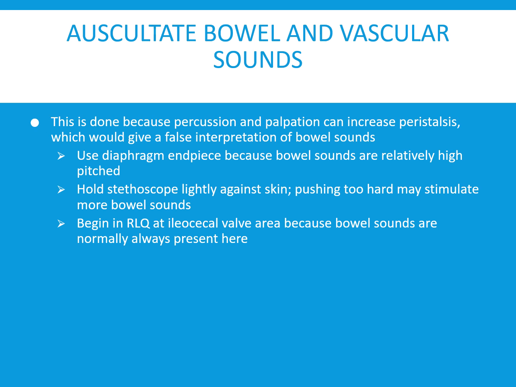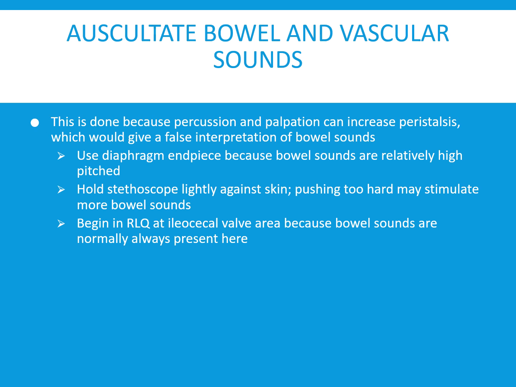The next thing we want to auscultate is bowel and vascular sounds. We're going to do this first because we don't want to increase peristalsis by tapping or rubbing on the abdomen. So we want to hear it at its normal setting. So you're going to use a diaphragm to listen to bowel sounds because bowel sounds are high pitched and the diaphragm picks up high pitched frequencies.